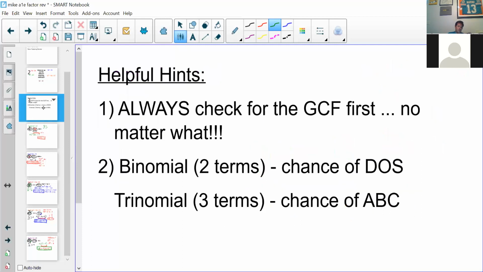So again, in review, you always want to make sure that you check for the GCF first, no matter what. If there are only 2 terms in the problem, it's a chance you want to take a look at difference of squares after the fact. Remember, it has to start off by being a difference. So if you see a plus sign in there, it's kind of nullified as it is. Also, if we have a trinomial, we want to try that ABC method that we did last week, where we're looking for two numbers that would multiply to the C term and add up to the B term.